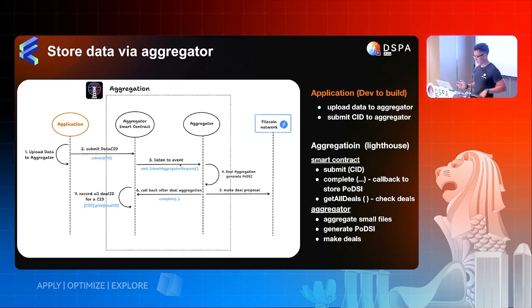application running behind. And then eventually the aggregator will grab all this data and pack it all into a bigger size deal, and then be able to generate the PoDSI and feed it back to the smart contract. So the clients will be able to verify the PoDSI directly through the smart contract. And then the standard process will basically be submitting the proposal, and then also be able to call back when the storage process is completed.